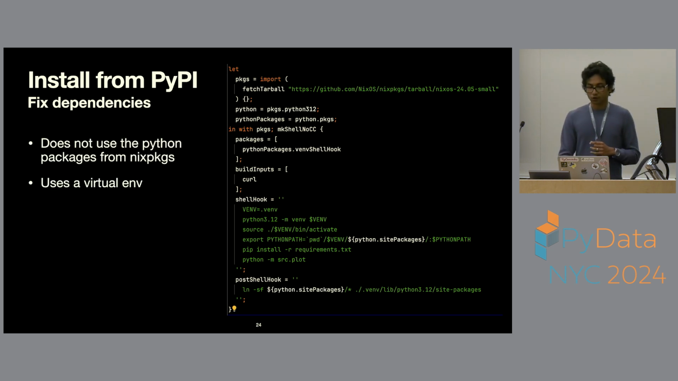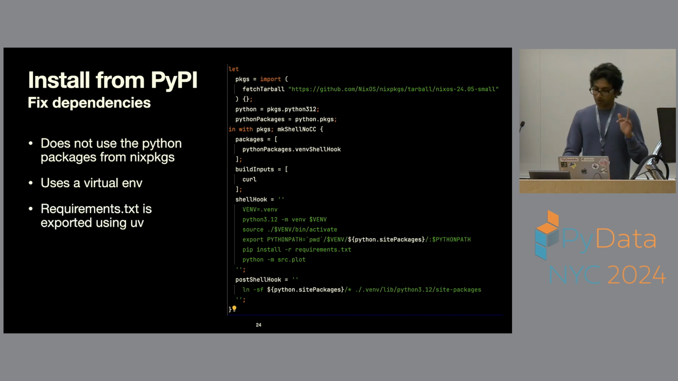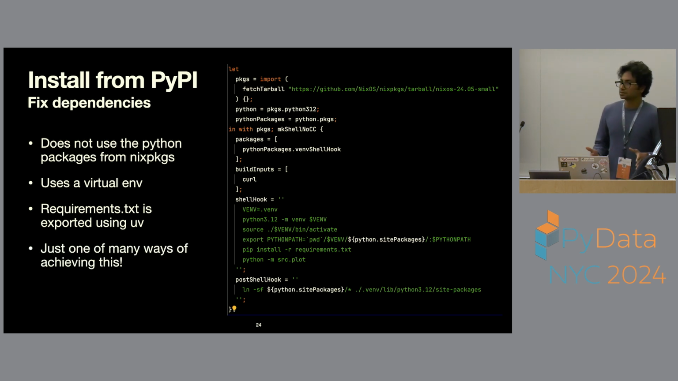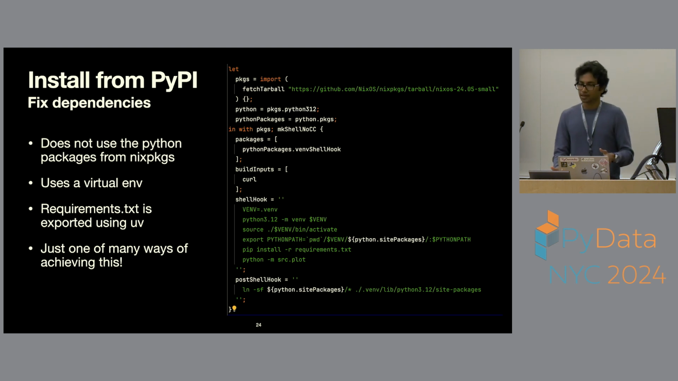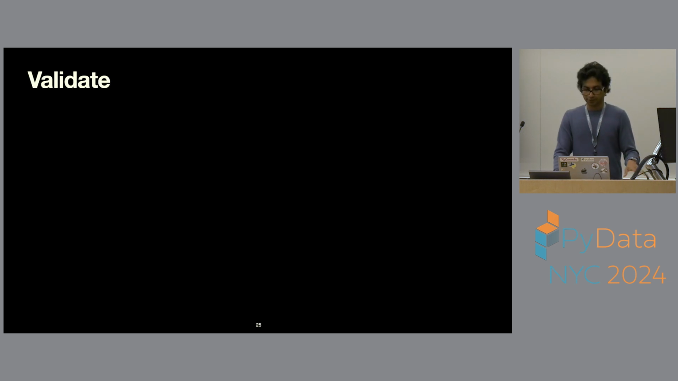All right. So here, what did we see? We do not use packages from Nixpkgs or the Python packages from Nixpkgs. We are using them from PyPI. We use the virtual environment. And by the way, the requirements.txt, as I said, is exported using UV. Okay? And this is just one of the many ways of achieving this. I just made it work, and I've been using this for a while now, and it just works for me. But there are multiple other ways of doing it.